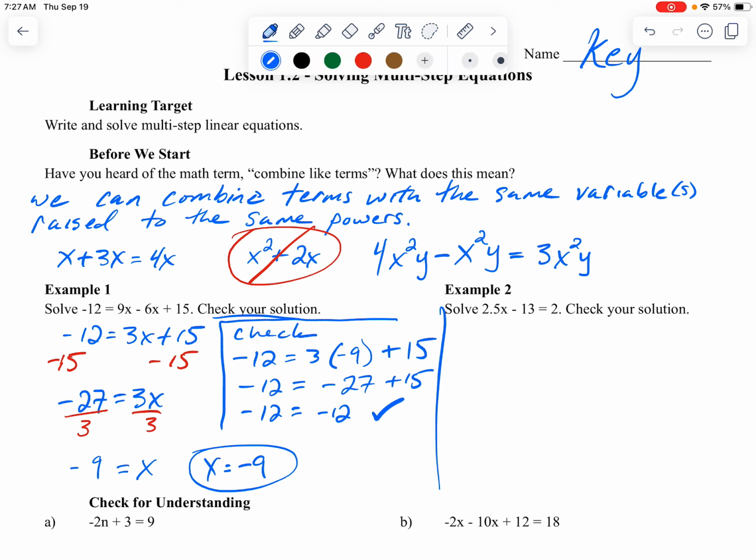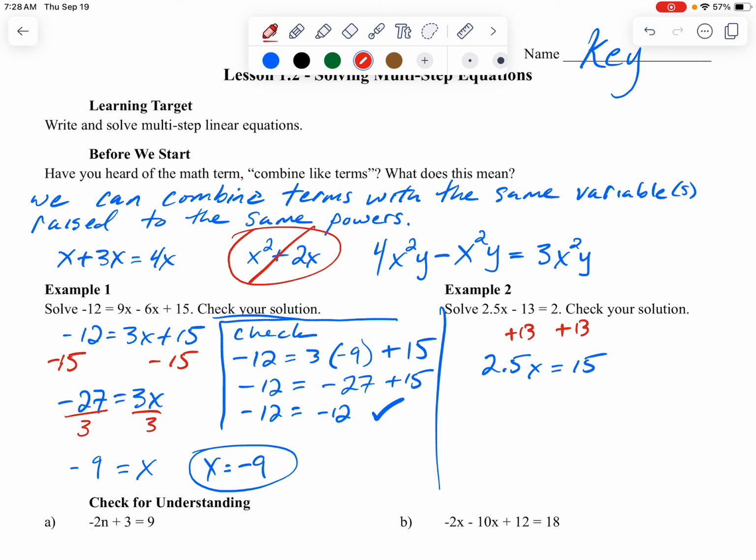So there's no combining like terms here. Again, I'm going to do this part second. Deal with what's attached directly to the x second. We're going to work from the outside in. So I need to do the opposite of subtracting 13. I'm going to add 13 to both sides of the equation. 2.5x equals 15.